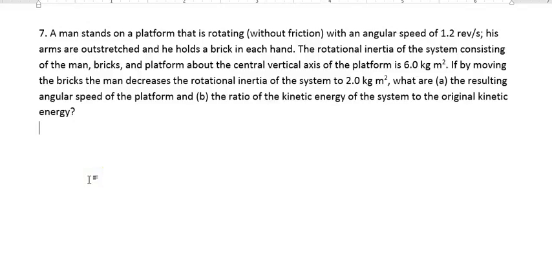All right, problem 7 of exam 4. We got a man standing on a platform. It's rotating without friction. He has an angular velocity of 1.2 revolutions per second. His arms are outstretched, and he's holding a brick in each hand.